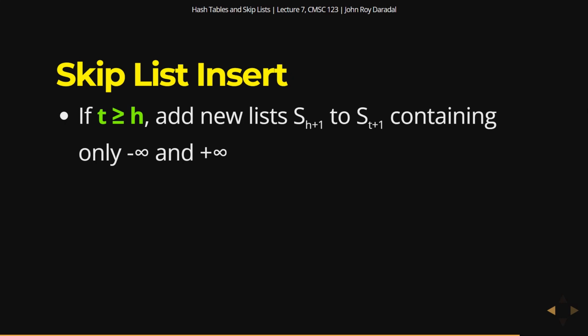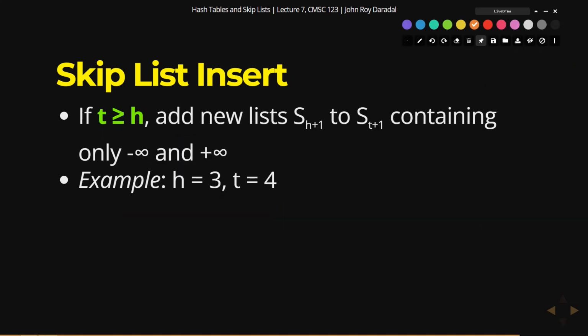But if the tower height is greater than or equal to the current height of the skip list, then we'll have to add new lists, S sub h plus 1 up to S sub t plus 1, containing only the special keys negative infinity and positive infinity. So what does that mean? For example, the current height of the skip list is 3. So you have S0, S1, S2, and S3. In S0 you have the negative infinity, positive infinity.